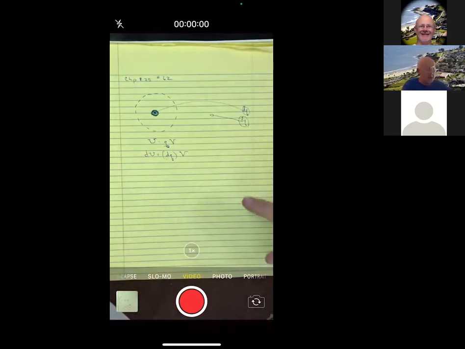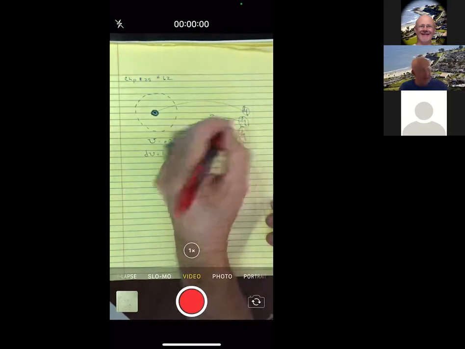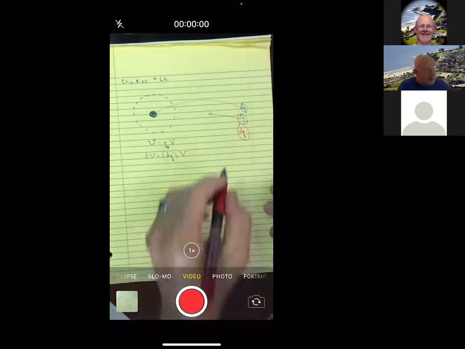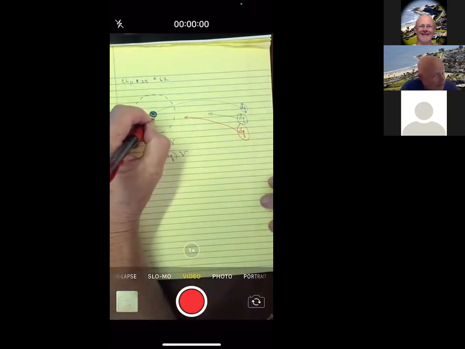Now watch this. I'll do this one in red, dq. So I'm going to take a third charge, and I'm going to pack it in also. And again, I'm going to pack it in the shape of a sphere around it.